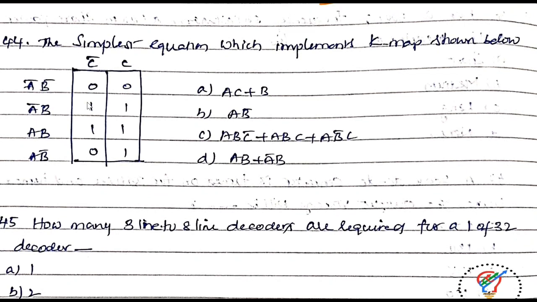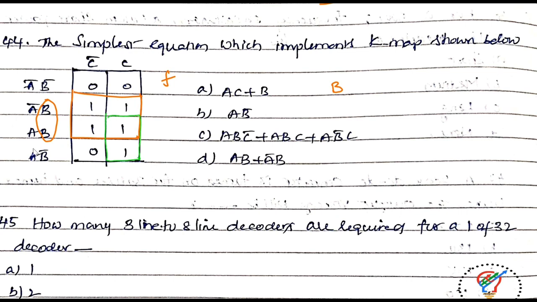Next question. The simplest equation which implements the K-map shown in the figure. They have given a K-map here. In this K-map, you need to calculate what the equation will be. Let me take the equation as F. Okay, answers are there. First I will combine these four combinations as they are. See here, what is the common point here? B. And is there any common point here? No. So first I get it as B. Okay. Next I will observe here. I will map these 2 points.